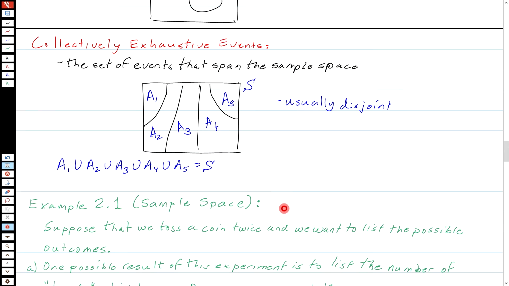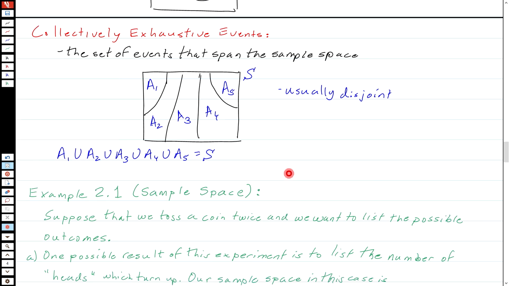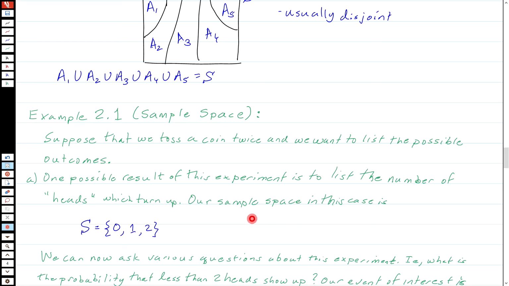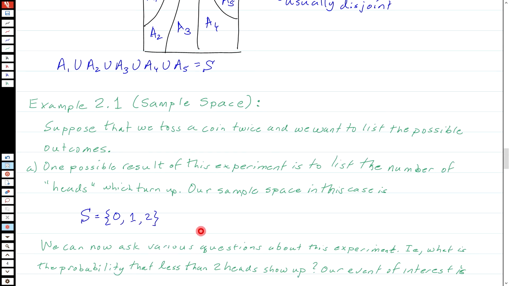So let's illustrate these concepts with some examples. Example 2.1 is a sample space example. Suppose that we toss a coin twice and we want to list the possible outcomes. One possible result of this experiment is to list the number of heads which turn up. Our sample space in this case is, if we flip a coin twice, we could end up with no heads, or one head, or two heads. So basically our sample space consists of 0 heads, 1 head, or 2 heads.